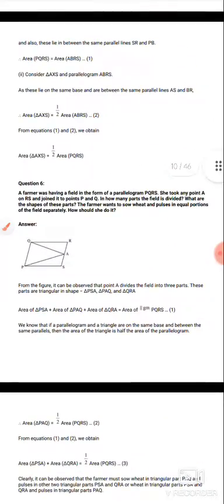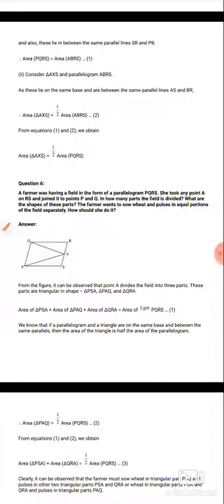Now, a farmer was having a field in the form of a parallelogram PQRS. She took any point A on RS and joined it to points P and Q. In how many parts is the field divided? What are the shapes of these parts? The farmer wants to sow wheat and pulses in equal portions of the field separately. How should she do it? Okay, so this is your figure.